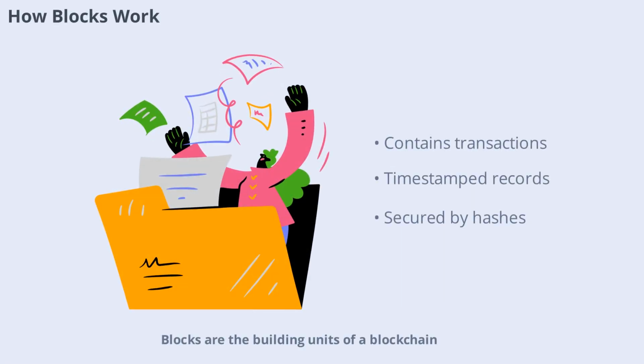Blocks are the building units of a blockchain. Each block contains a list of transactions, a timestamp, and a unique code called a hash. When a new block is created, it references the hash of the previous block, forming a secure chain. This linking process ensures that if someone tries to alter a block, it would break the chain, making tampering easily detectable. The structure of blocks and their interconnection is what gives blockchain its security and reliability.